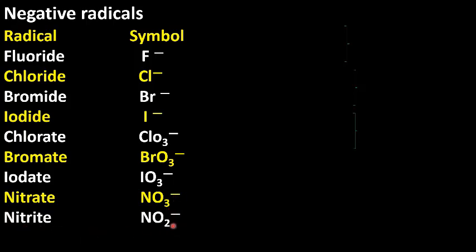Here find the difference, nitrate and nitrite. Both ions have the same type of atoms, nitrogen and oxygen. In nitrate, the number of oxygen atoms is 3. In nitrite, the number of oxygen atoms is 2. Thus, in such cases, if the number of oxygen atoms is more, the name of the radical ends with the suffix ATE. Here the number of oxygen atoms is less, therefore the name ends with ITE.